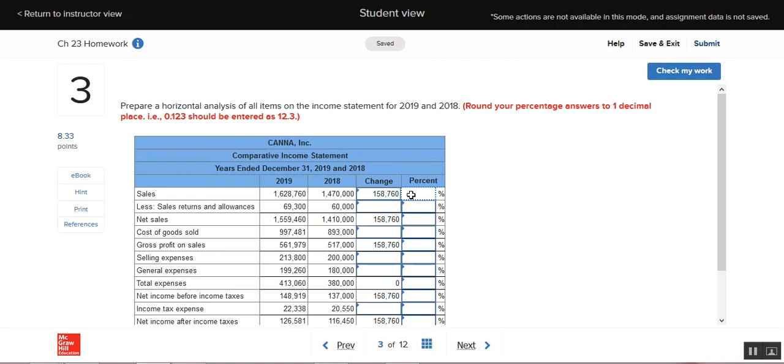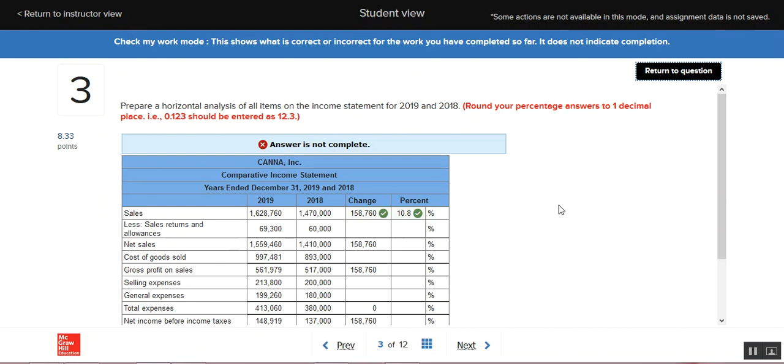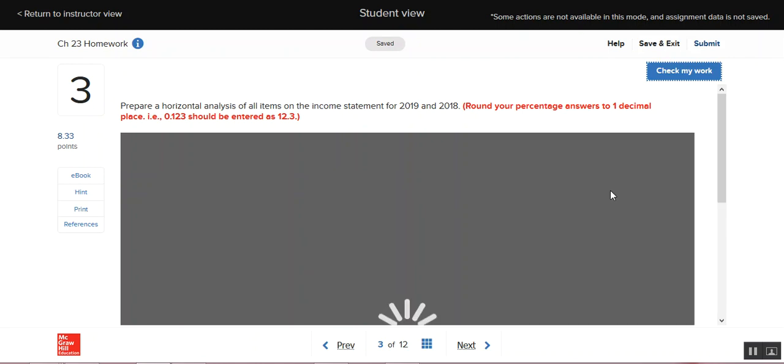And the percentage change looks like a 10.8% change. Let me check that, make sure I did the math right. All right, so the process is, let me go back to my question. You can see it a little better.